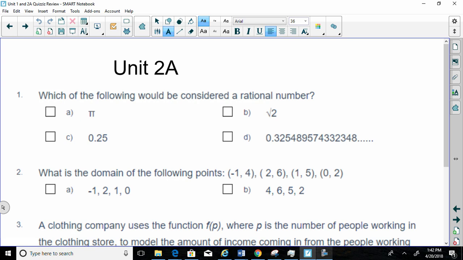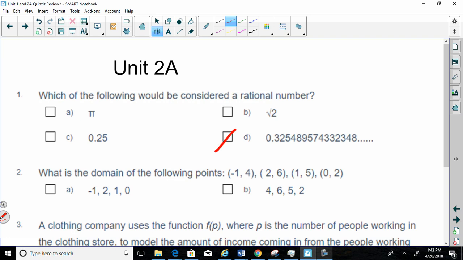From unit 2A. So, first thing, which of the following is considered rational? What does rational mean? It could be turned into a fraction, or it's a terminating decimal. So like if I put it in my calculator, it would stop after a certain amount. So if I have something that goes on forever and ever, is this a rational number?